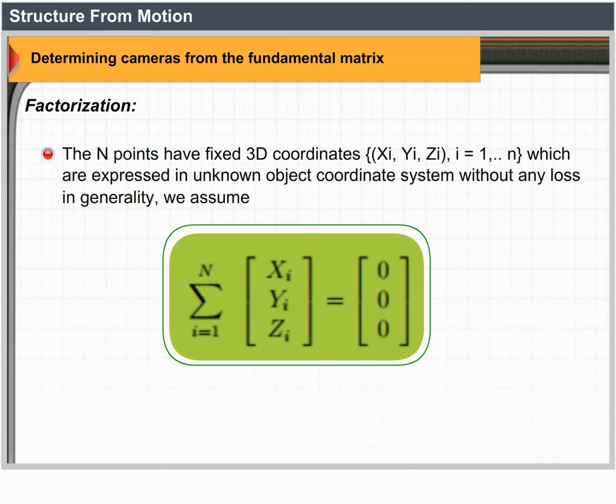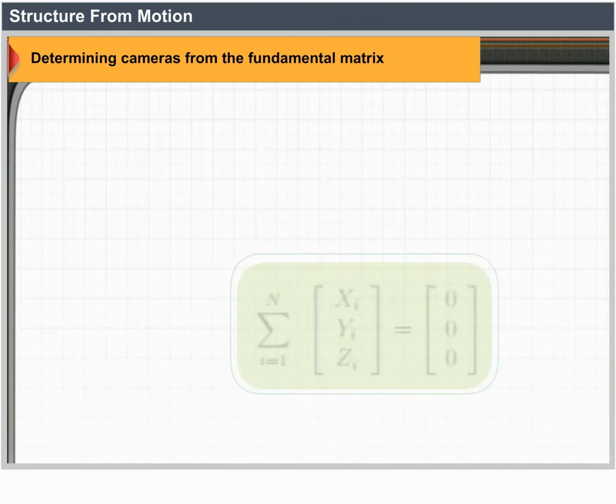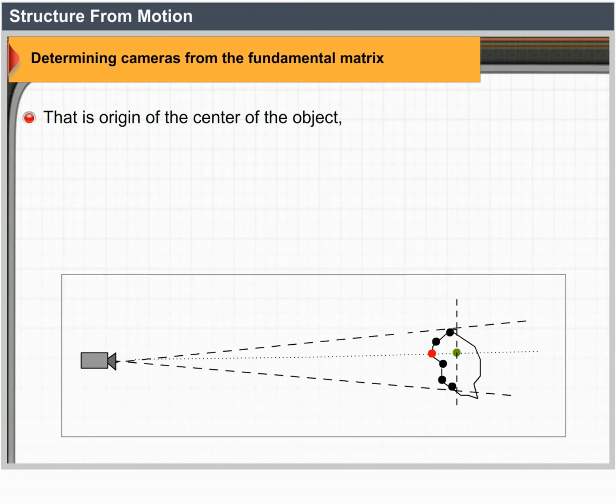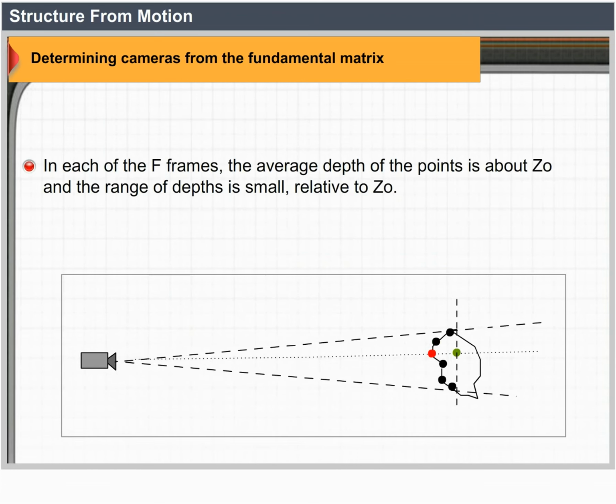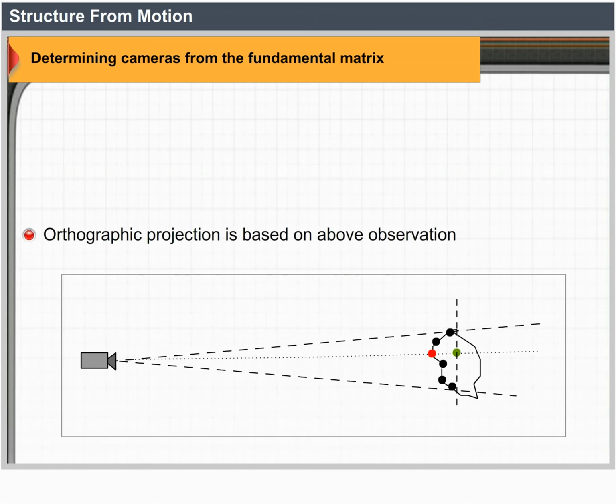That is, origin at the center of the object. In each of the F frames, the average depth of the points is about z0 and the range of depths is small relative to z0. Orthographic projection based on the above observation can now be seen.